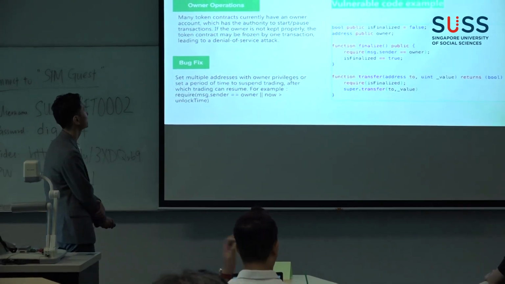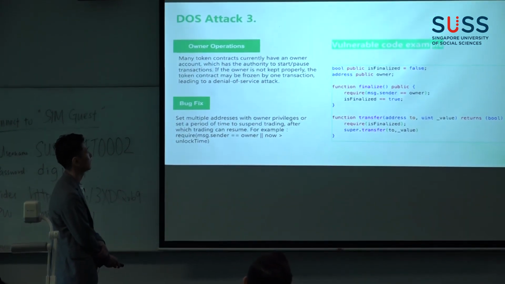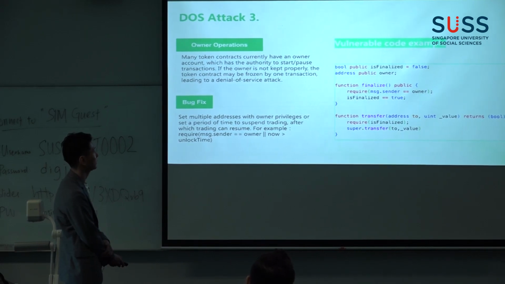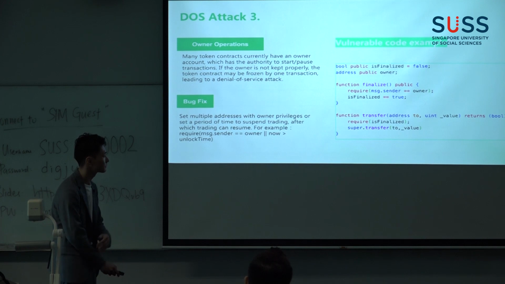The third scenario is the owner operations. Many token contracts currently have an owner account, which has the authority to start and pause transactions. If the owner is not kept properly, the token contract may be frozen by one transaction, leading to the DOS attack.